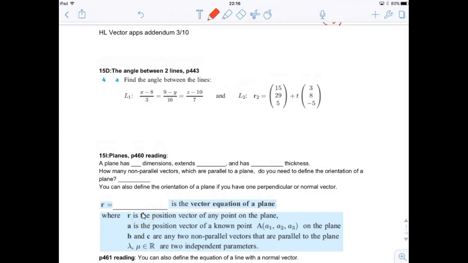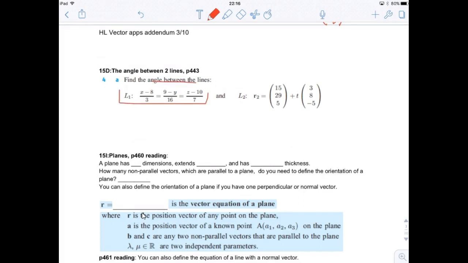Here we are on page 3 of the HL Vector Apps addendum. The first thing is we're going to do a problem from 15D. This problem is just a little bit different because it gives one of the lines in Cartesian form. So let's see how we treat this differently.